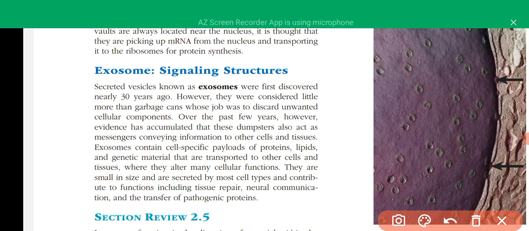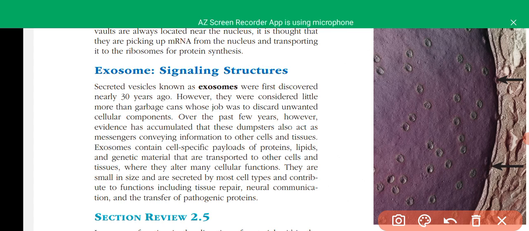and they contain specific proteins, lipids, and genetic materials that can be transported from one cell to another cell. They are small in size and secreted by most cells. Almost every cell has to transport material from inside to outside, or from one cell to another cell, so they are secreted by almost all types of cells.